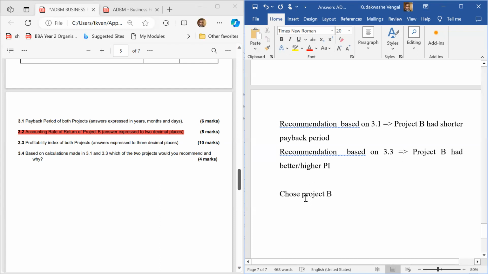But there are situations whereby there may be conflict. You might notice that your choice under the payback might be different than your choice under profitability index or your choice under NPV. Then you have to know which method is a better method for making a choice. So net present value, internal rate of return, and the profitability index are better methods than payback and accounting rate of return. So whenever there is a conflict, you can choose based on NPV, profitability index, and IRR.